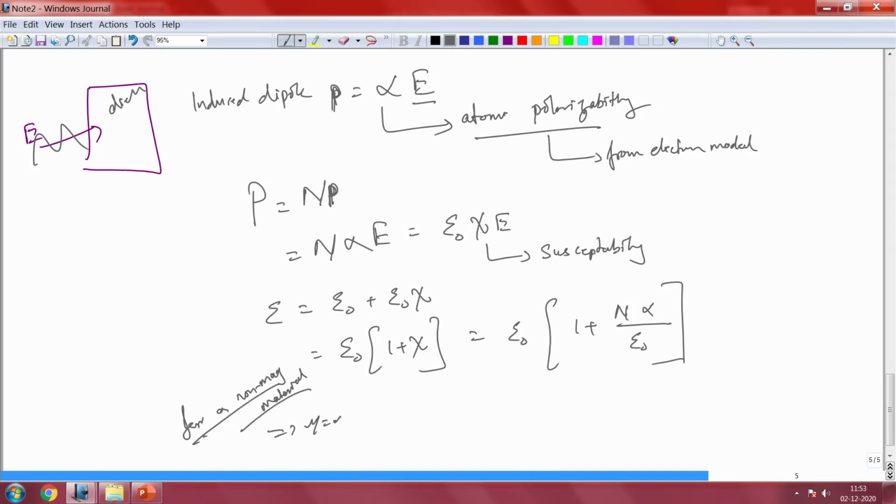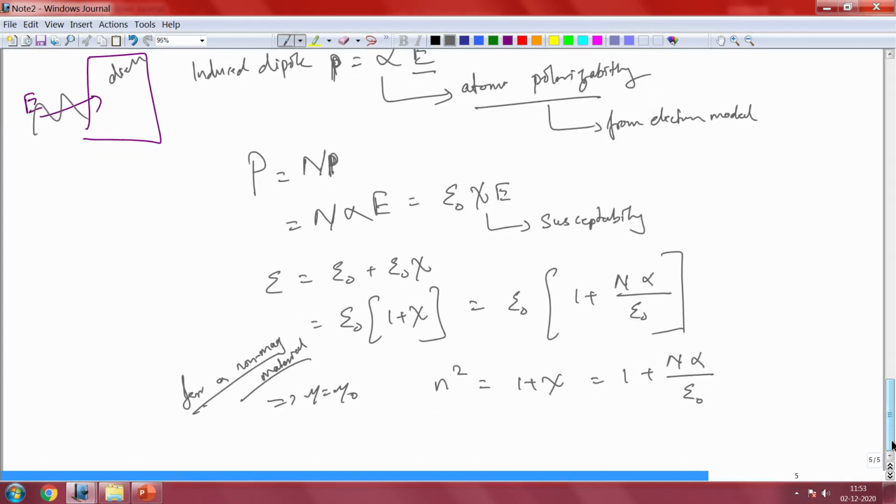Your mu becomes mu naught, right. So then one can write the refractive index n squared is nothing but 1 plus chi, in other words 1 plus n alpha followed by epsilon naught. So now your refractive index depends on the number density that you have inside the medium, or the number of atoms that you can polarize inside the medium, and the polarizability, right, the ability to polarize something.